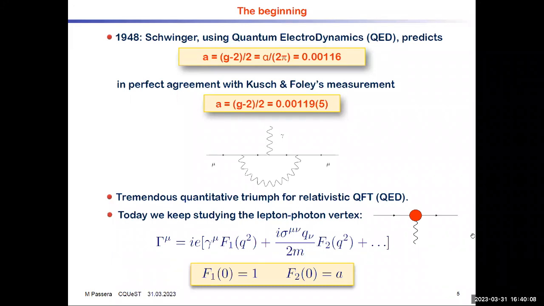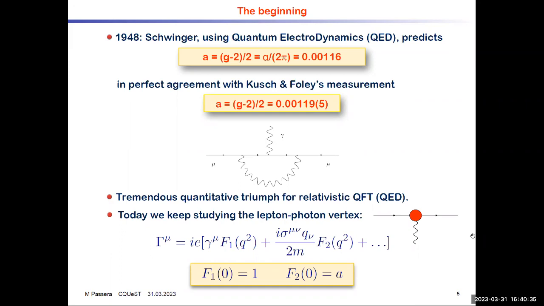So, by the way, the measurement was the same year, 1948. Yes, the very same year. In fact, right afterwards, Schwinger did the calculation and he obtained this famous result. So it was really a turning point. 20 years later, essentially, after the Dirac equation. A great triumph for relativistic quantum field theory, which is QED. And essentially, we keep doing this.